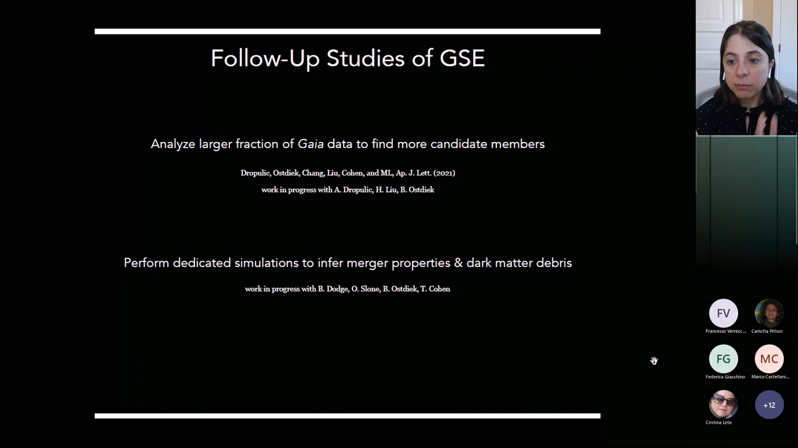And getting these simulations right is really tricky because the GSE merger is quite significant. It's a major merger of the Milky Way. So as it was falling in, it was perturbing the Milky Way stellar disk, causing it to tilt and precess. And all of that behavior needs to be properly accounted for if we want to make sure that our predictions for the dark matter debris from GSE are spot on. So we also have some ongoing work that's trying to get that in place.